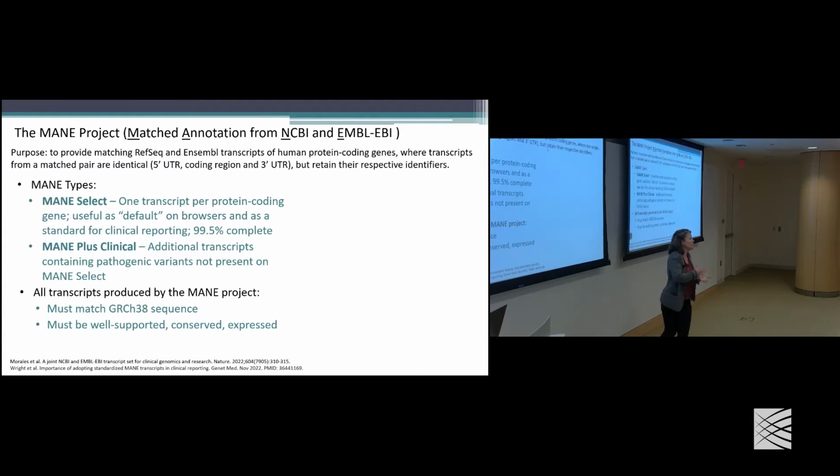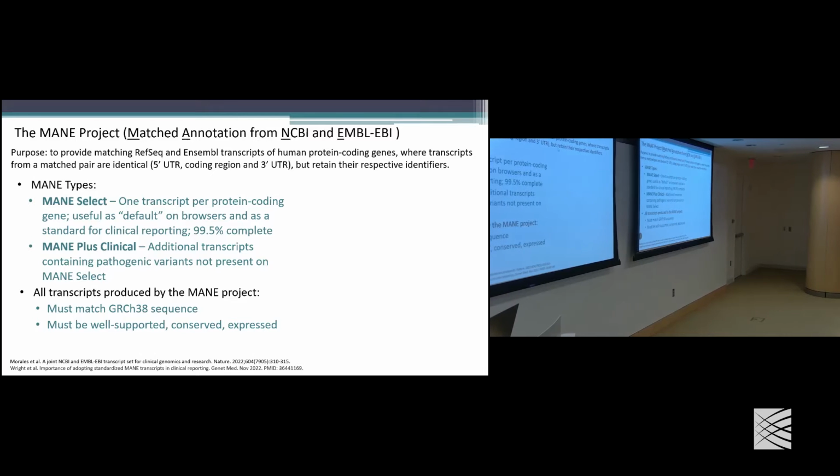It's just no pathogenic variation has yet been found in other transcripts to get them into one of these two lists. These all match build 38, and they must be well supported, conserved, expressed, et cetera. So when you find variants, you first see if you can report them on the main select transcript. If the site is missing from that, you move to main plus clinical. If it's not on that, then you use whatever best transcript you find.